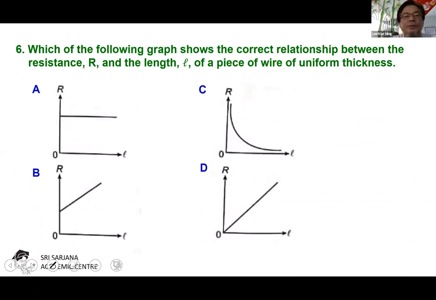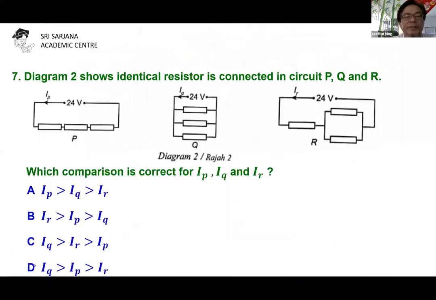And we know the relationship between resistance and length of the wire, understood. The longer the wire, the higher the resistance. So it's going to be directly proportional. Agree? Done, and we're going to move to number 7.